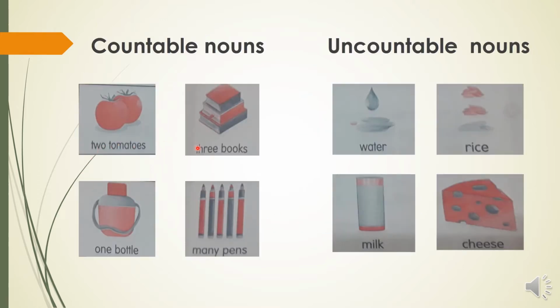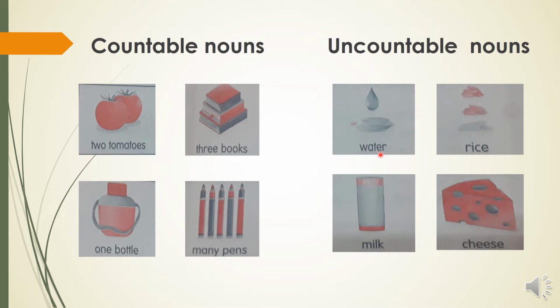These are some of the countable nouns. 2 tomatoes. 1, 2. You can count it. Then 3 books. 1, 2, 3. 1 bottle. Many pens. These things can be counted. So they are called countable nouns.